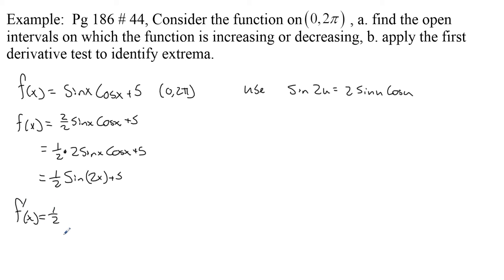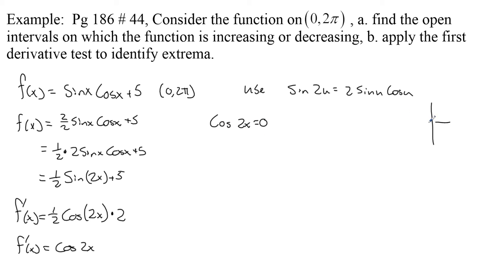Now that makes this a little bit easier, because now f prime of x is going to be that half, and the derivative of sine is cosine, and this is the composition of the sine function with the 2x function. So I have to do the chain rule. If I leave my 2x alone, multiply by the derivative of what's inside, which should just be 2, and then the derivative of the plus 5 is just 0. So the half and the 2 cancel, and I get f prime of x equals the cosine of 2x. All right, now I need to figure out where this thing is equal to 0. So I need to find out where cosine of 2x is equal to 0.